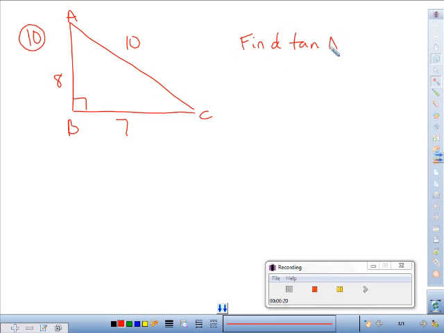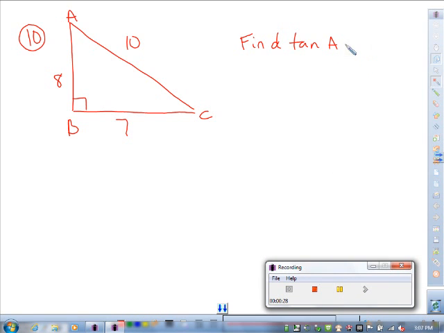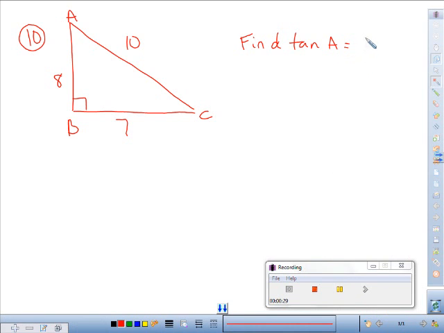Notice that they don't want you to find a degree. They didn't ask you for a degree of an angle, and they didn't ask you for a length of the side. They want tan A. So you have to go to your reference sheet. What does the tan stand for? Okay, that is our tan formula, opposite over adjacent.